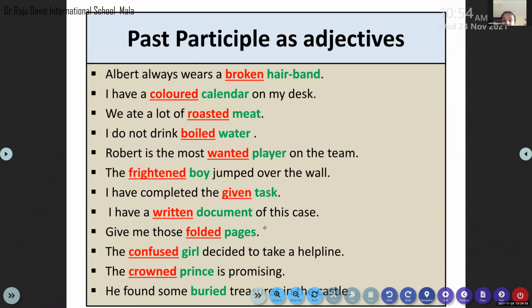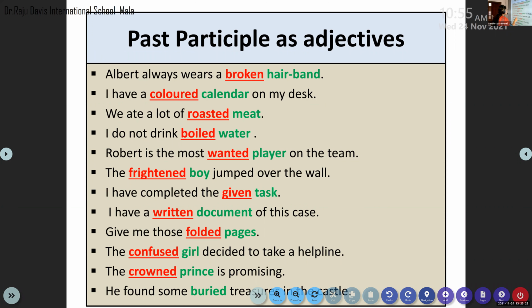Now you look here, Robert is the most wanted player on the team. Wanted player. Player is a noun and the past participle form wanted is used before the noun. Okay, so here wanted is a verbal adjective. So this is a past participle used in the form of a verbal adjective which is used before a noun player.